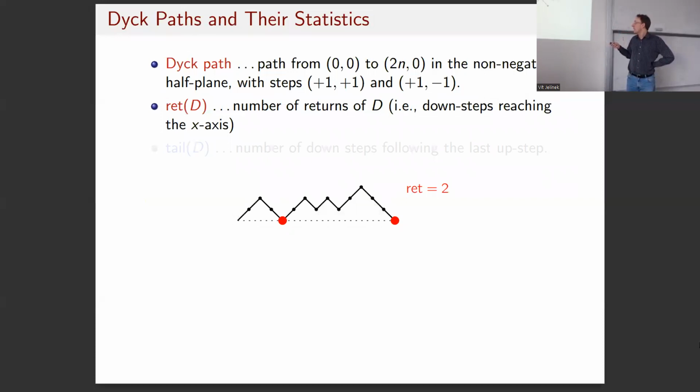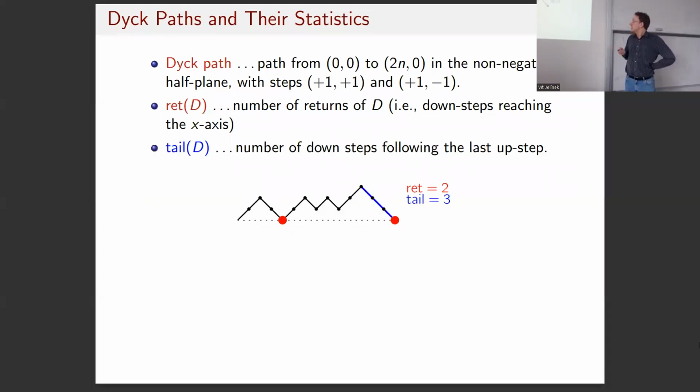So this path here has 2 returns. And the second statistic that I'll be interested in is the so-called tail, which is the number of down steps before the last return. So the number of down steps, so to say the length of the longest suffix made of down steps. That's the tail of a Dyck path.